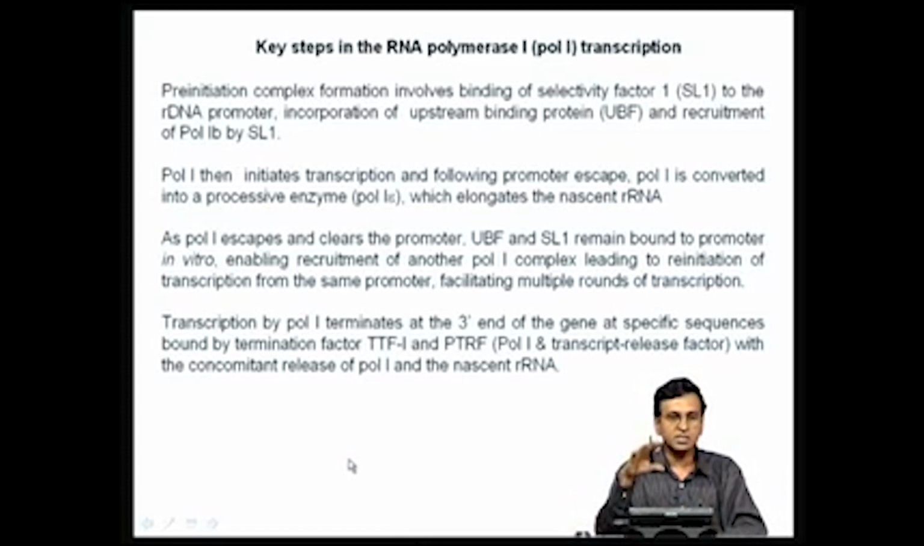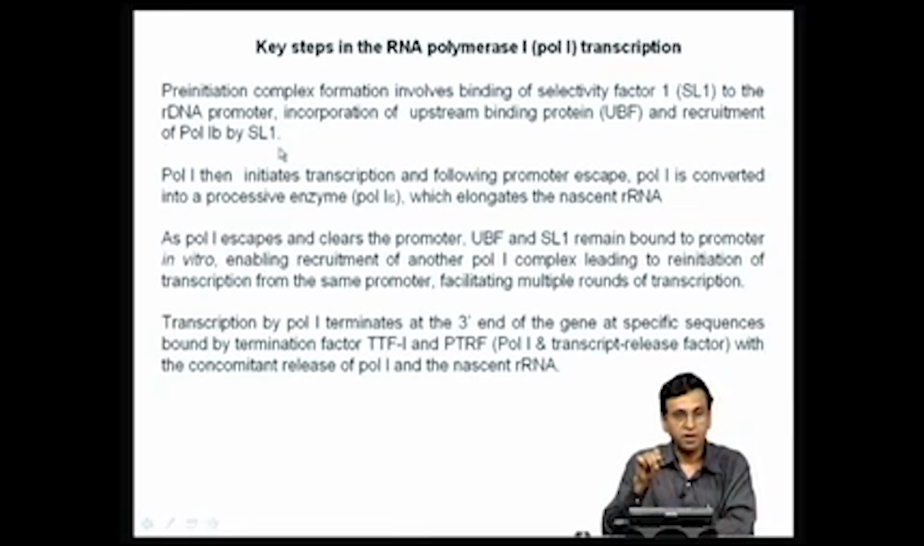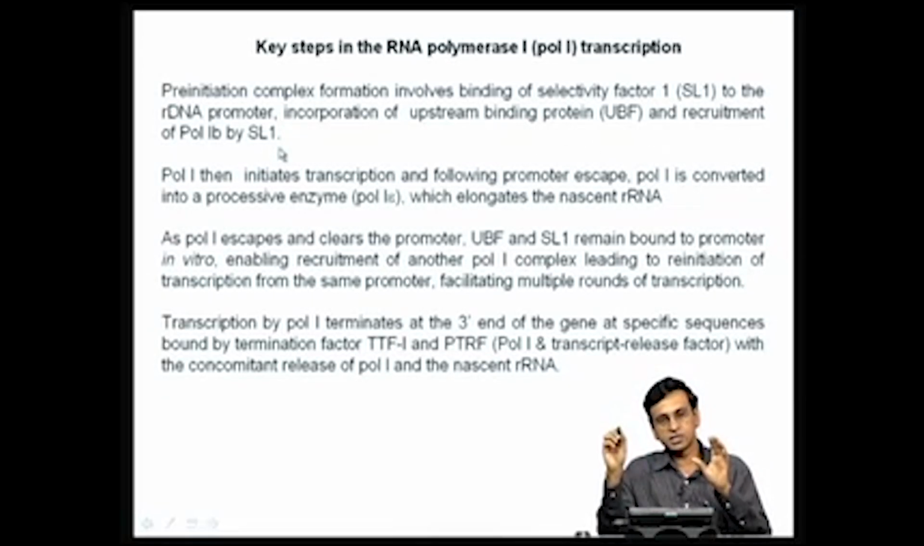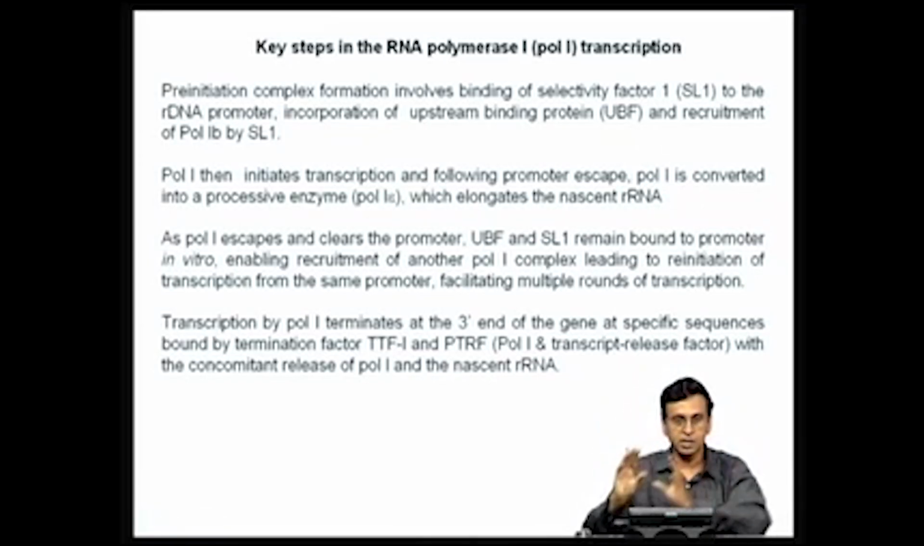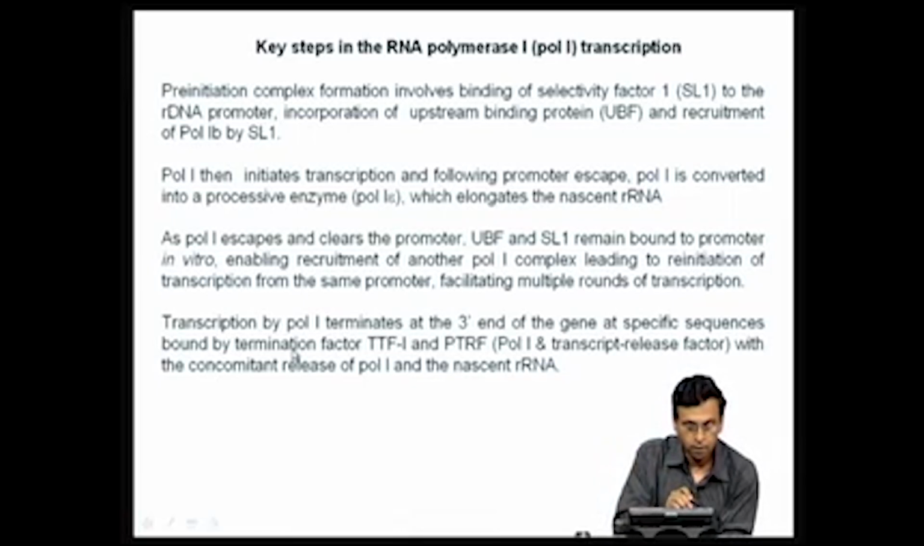So, let us now discuss what are the key steps which are actually involved in the RNA polymerase I transcription. The pre-initiation complex formation in the case of Pol I transcription involves the binding of the SL1 to the rDNA promoter, incorporation of the upstream binding factor, and recruitment of Pol I by SL1. So, these two factors, namely the SL1 and UBF, when they bind to the respective regions, and recruitment of RNA polymerase I is one of the first steps in the initiation of transcription by RNA polymerase I.